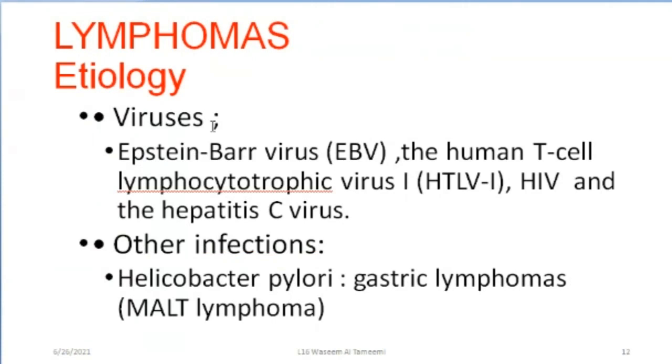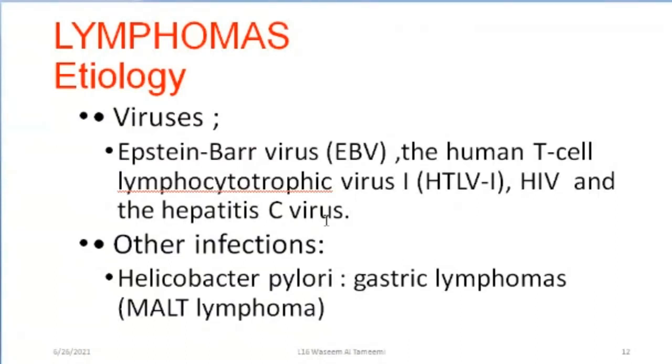Viral etiology. It is proven in some examples of lymphoma. مثلا, Epstein-Barr virus, it is proven to be a causative agent of Hodgkin lymphoma and some cases of non-Hodgkin lymphoma. Human T lymphotropic virus, يعني HTLV-1, is proven to be associated with one type of T cell lymphoma, T-cell acute lymphoblastic leukemia. HIV infection is proven to be associated with a high incidence of Hodgkin and non-Hodgkin lymphoma. Hepatitis C virus infection is associated with a high incidence of non-Hodgkin lymphoma.